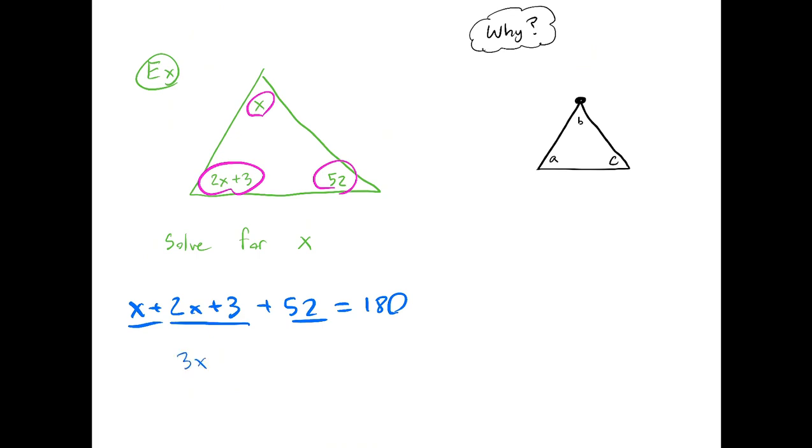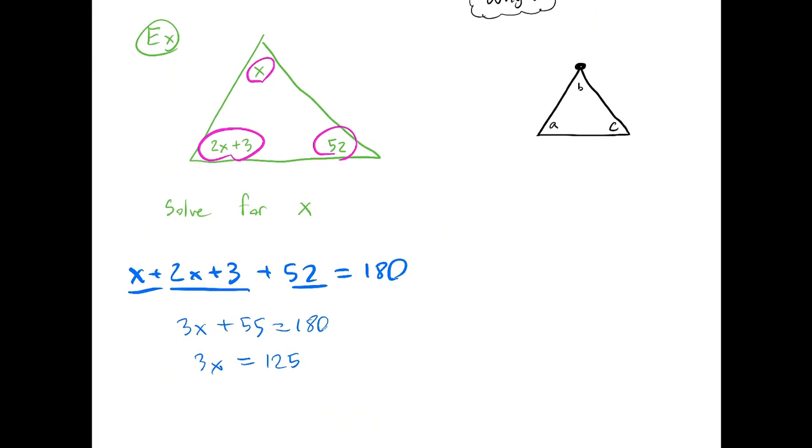So combining like terms, we get 3x plus 55 is 180. So 3x equals, we just subtract the 55 from both sides, so that leaves us with 125. We divide by 3 on both sides, and we get x equals, that doesn't go in evenly, so let's just leave it as 125 thirds. Or if we needed to know for any reason, that's actually 41 2/3. Okay, I like leaving it like this though.